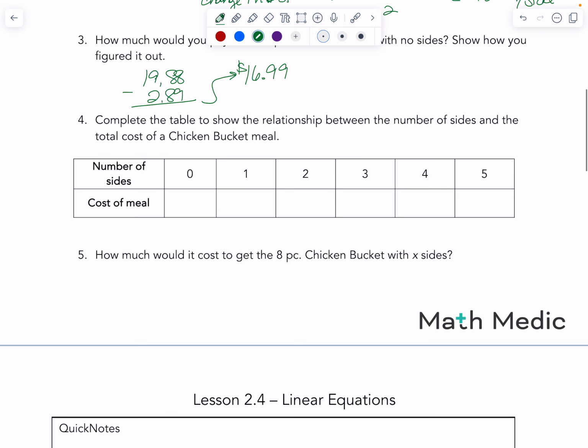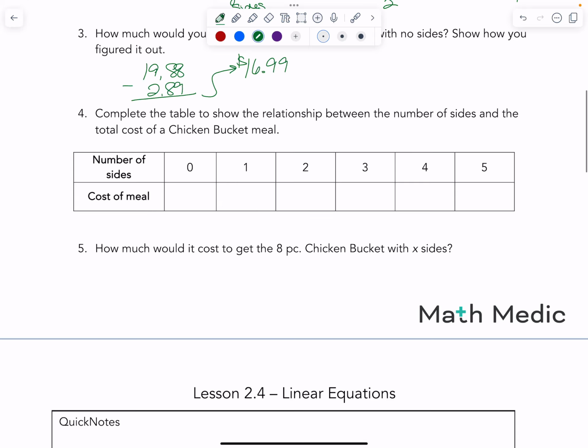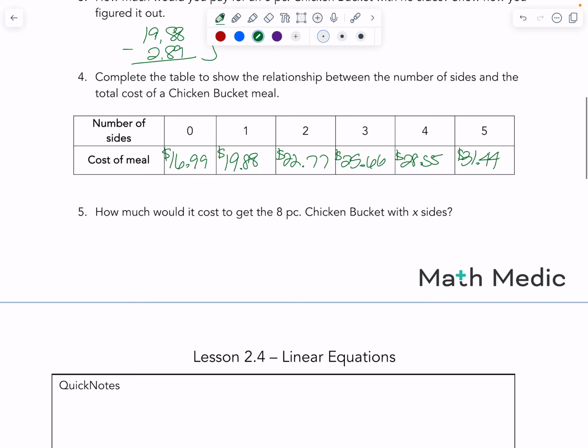Complete the table to show the relationship between the number of sides and the cost of the chicken bucket meal. So go ahead and pause the video. So this is $16.99. This is $19.88. $22.77. $25.66. $28.55. And $31.44.